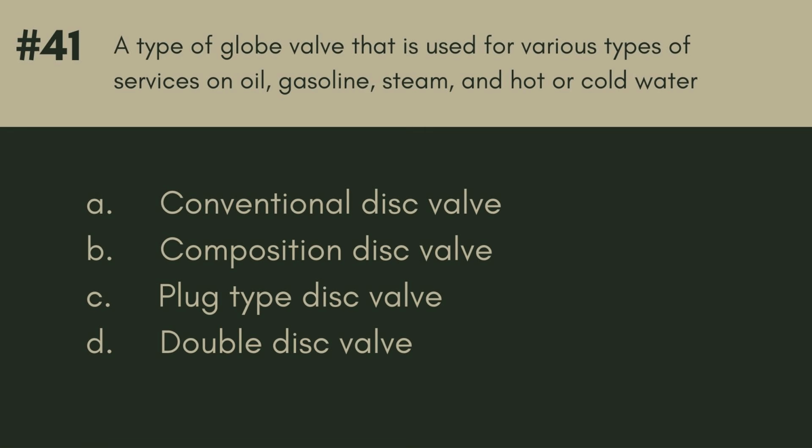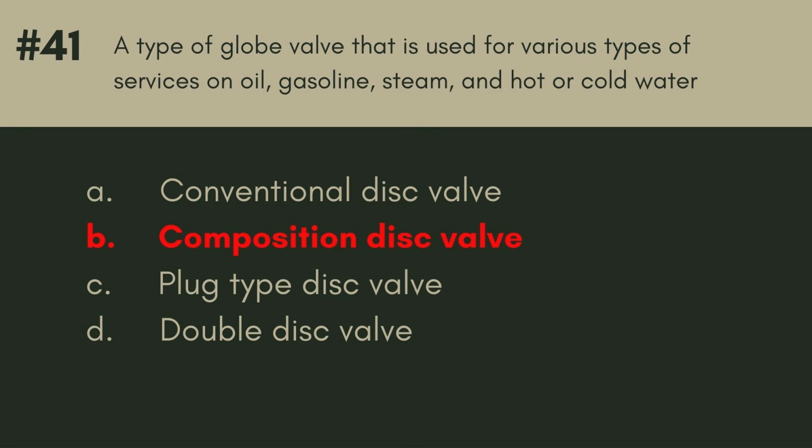How was that? Let's proceed to another set of questions. Question 41. A type of globe valve that is used for various types of services on oil, gasoline, steam, and hot or cold water. A. Conventional disc valve. B. Composition disc valve. C. Plug-type disc valve. D. Double disc valve. The answer? It's B. Composition disc valve.